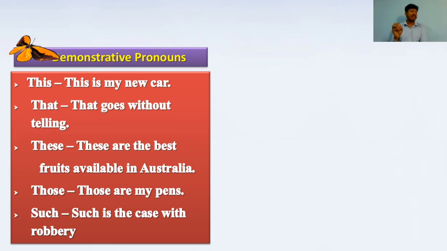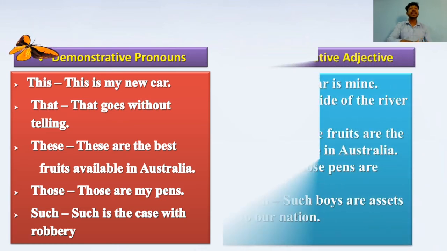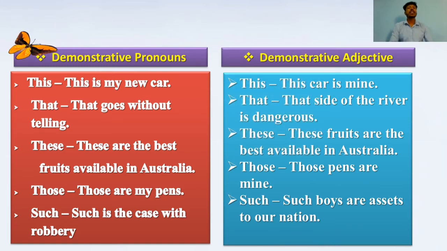But if you use any verb after the demonstrative, it is treated as a demonstrative pronoun, such as "this is". So here this is treated as a pronoun. Okay, now this table is for demonstrative adjectives, such as: this car is mine, that side of the river is dangerous, these fruits are the best available in Australia, those pens are mine, such boys are assets to our nation.